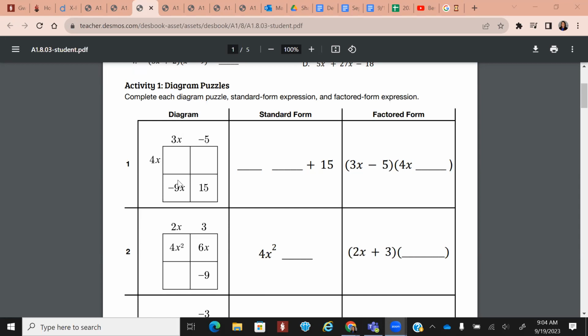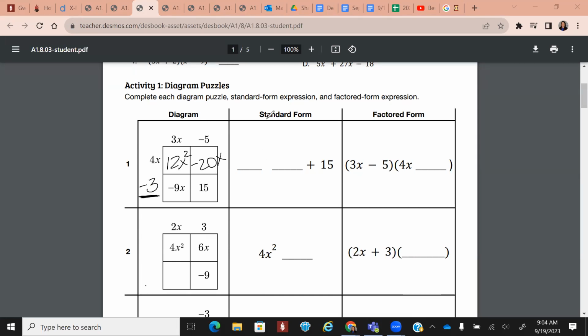So right here we have this diagram. Okay, what we're trying to do is fill in the boxes. Oh, what's 4x times 3x? 12x squared. Negative 5 times 4x is what? Okay, now we don't have this piece, but we can ask ourselves 3x times what would give us negative 9x? Negative 3. Does negative 3 times negative 5 equal 15?